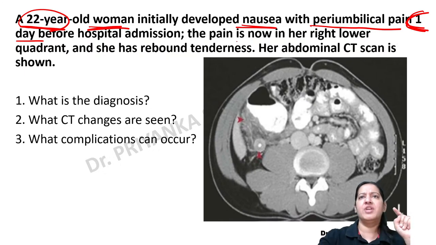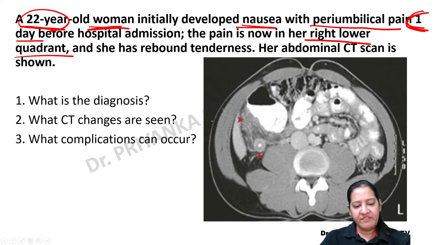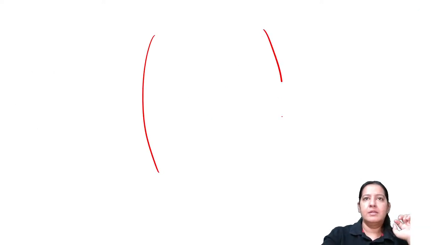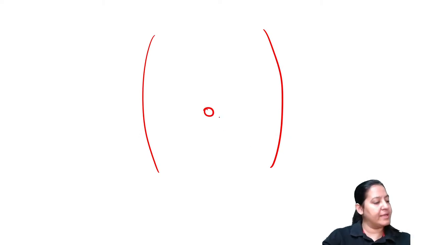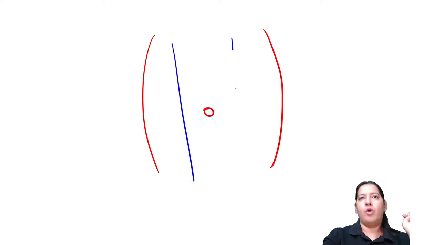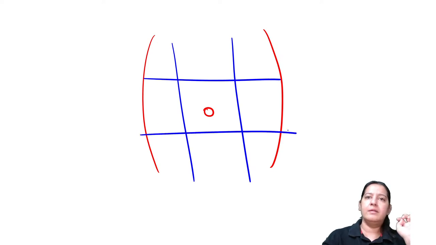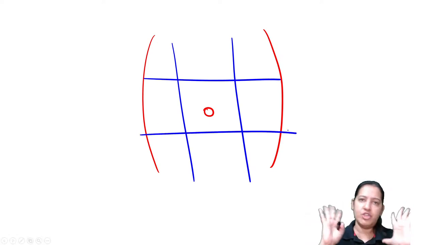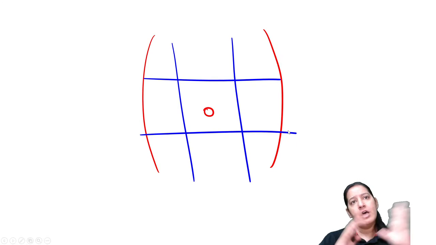Before hospital admission, the pain is now in her right lower quadrant. You know, we divide the abdomen into 9 quadrants. This is the abdomen. This is the umbilicus. I guess you may be knowing the 9 quadrants. In anatomy, physiology, it may have been taught to you in first year of MBBS. So you may be knowing the names.